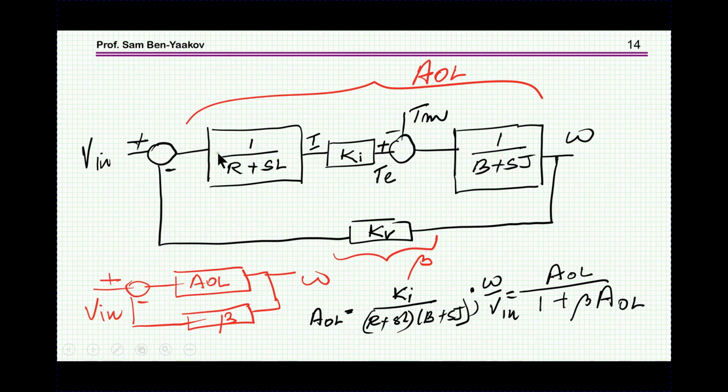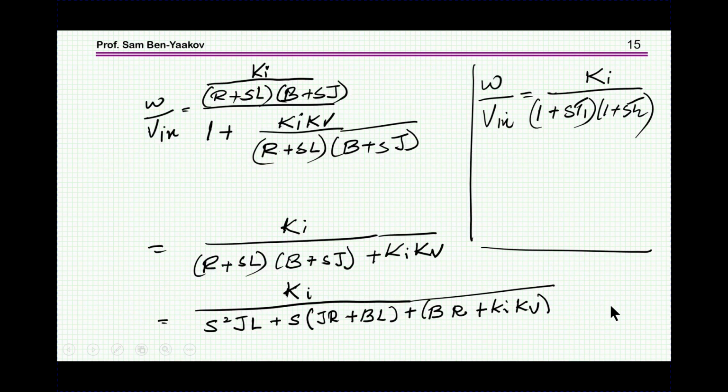Now this, of course, looks like a feedback system. Here is one part and this is the other part, the beta. And so the A open loop is this part, and beta, of course, is kV. And we know that the transfer function between input and output is according to the classical feedback equation. And therefore, we can now write it down. This is now the motor itself.